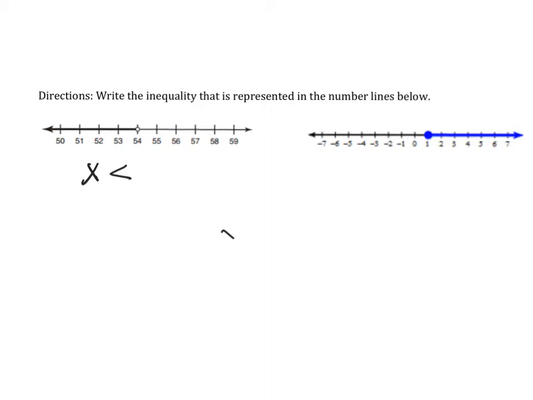Then I also check, do I have an open circle or closed? It's open, so it's just going to be less than, and it's going to be the number that it's on. So x is less than 54. Okay, the next problem, I have x, and then I notice it's going to the right, so it's got to be greater, and then I notice it also has a closed circle, so it's equal to 1.